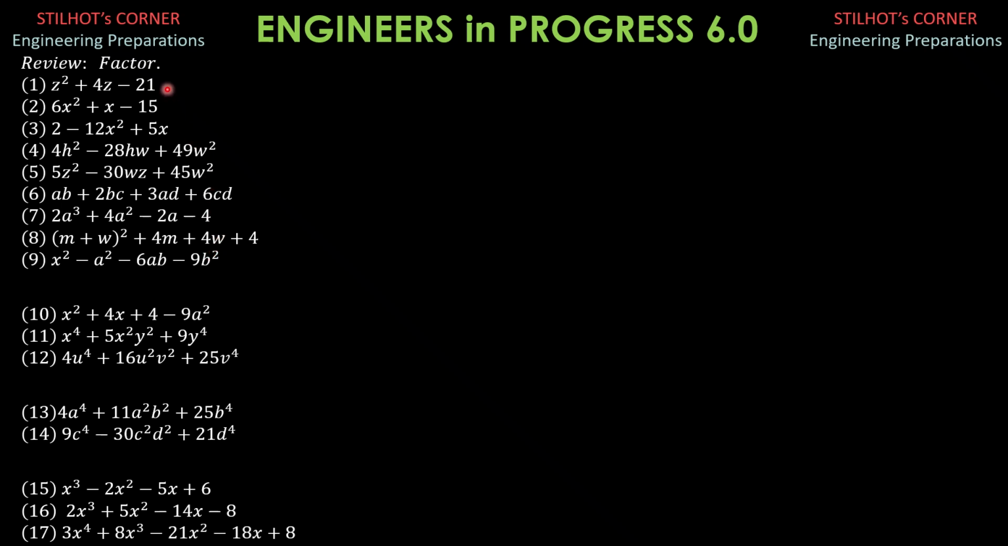So for the first part, this is by trial and error. Factors of 21 are 3 and 7, since this is positive 4. So 3 and 7, the difference is 4. So 7 should be positive and 3 should be negative. So z plus 7 and z minus 3. That should be the factors by trial and error.